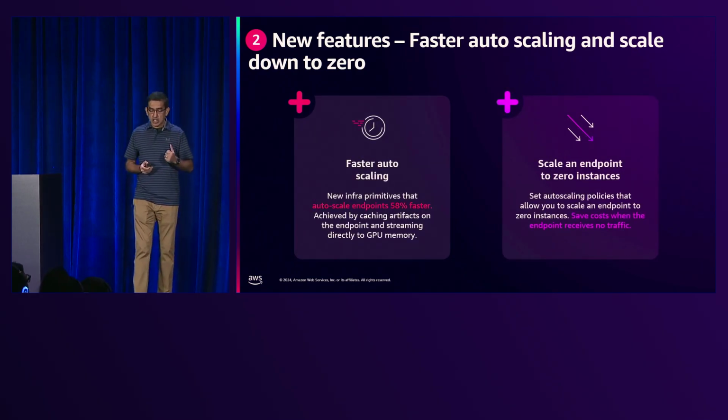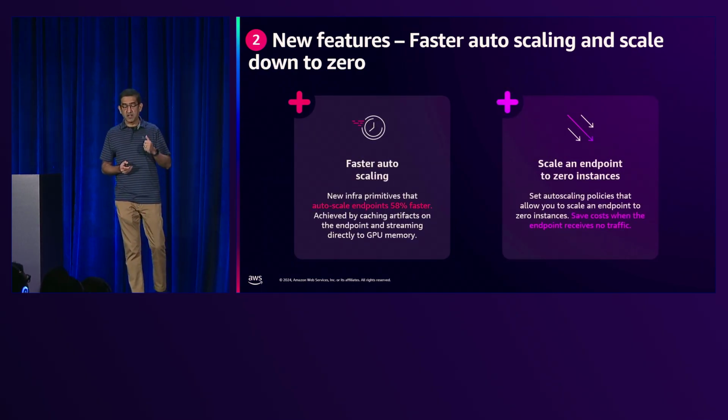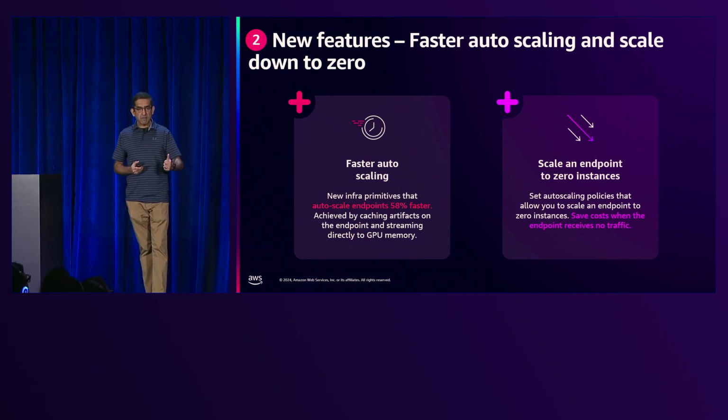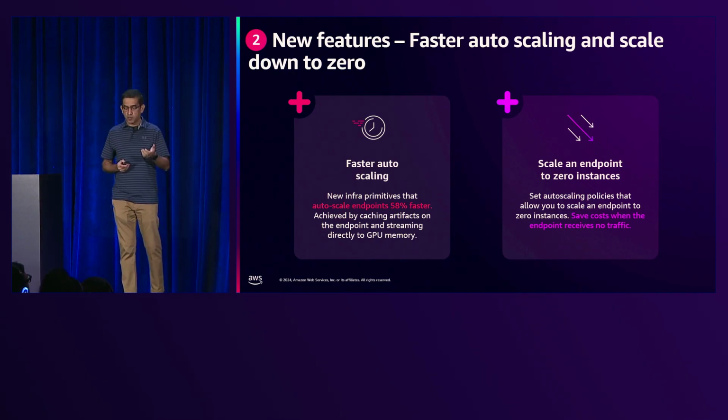Recently, we launched 3 new features that will help you save even more costs, and let me introduce them to you. First, we made auto-scaling much, much faster. With the new infrastructure innovations that you get out of the box on SageMaker, and you get this without having to do anything, you will notice that auto-scaling latencies for popular foundational models is over 58% lower than before. So by scaling faster, SageMaker allows you to minimize how much you need to over-provision to account for slow scaling.